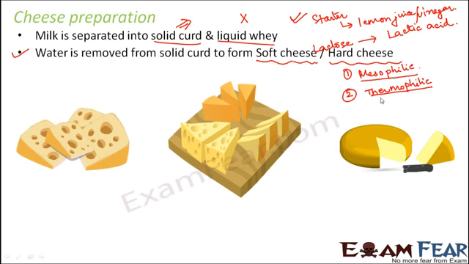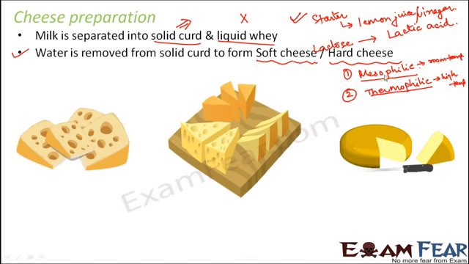Okay, so thermo means what? Thermo means heat, that is temperature, something related to temperature. And philic is derived from the word phile. Phile means love. So love for temperature. Thermophilic means bacteria which live at a higher temperature. So these bacteria can survive at high temperatures, whereas the mesophilic bacteria can survive at room temperature.